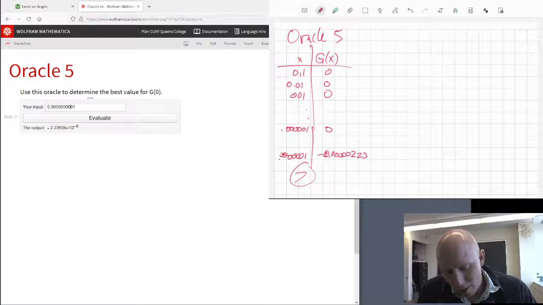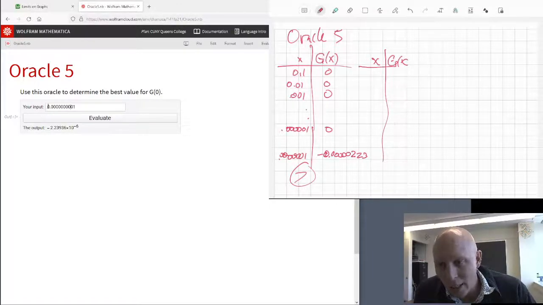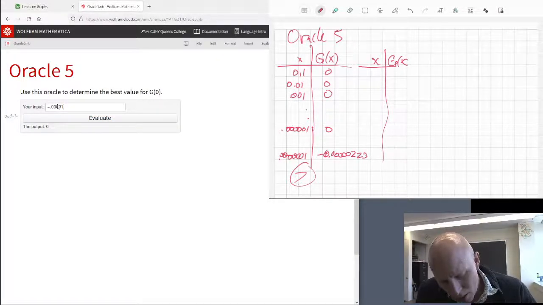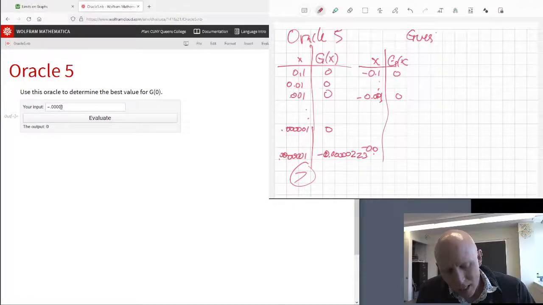So let's try from the other side. X, g of x. If we maybe plugged in negative this value, what would happen there? Also getting this, so negative 0.0001. I get some zeros, so negative 0.1, so maybe you can fill in some of these data points. But it looks like something weird is happening here. But maybe a best guess is that g of 0 is equal to 0.